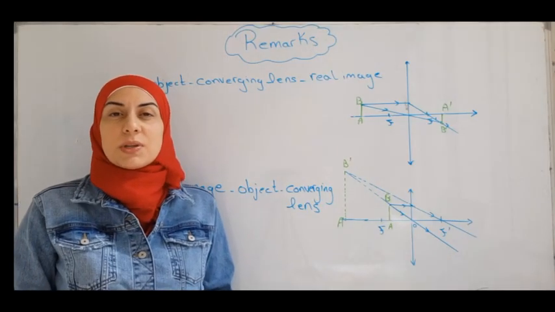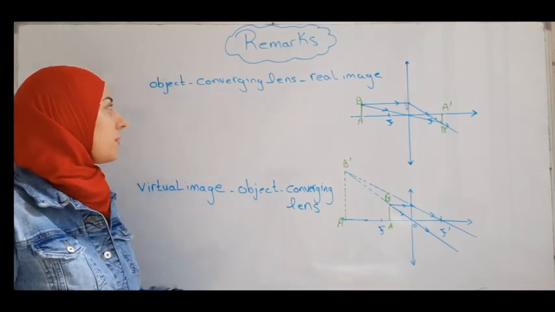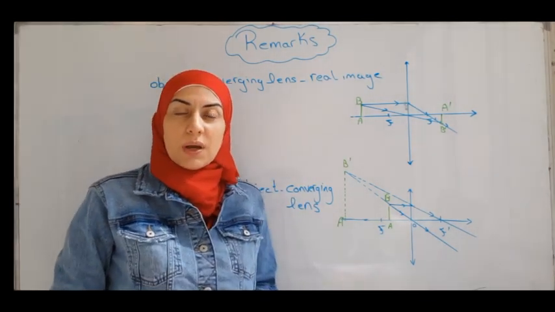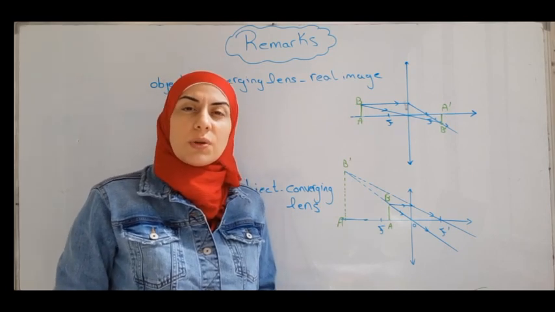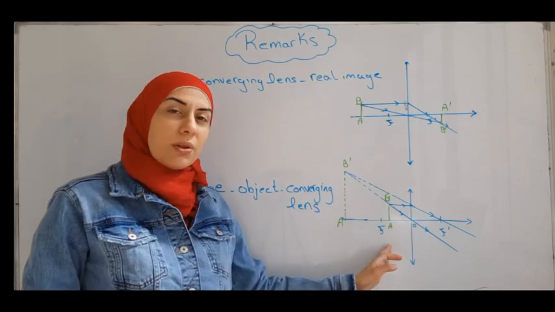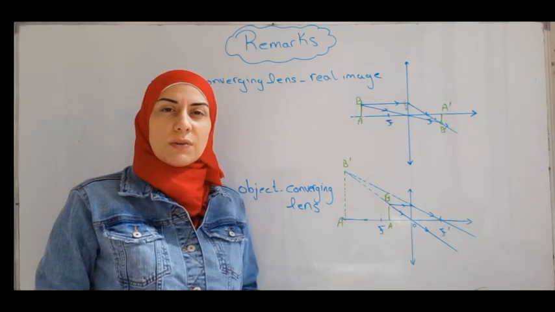If you have a real image, then you will see the things in this order: an object, then the converging lens, and then the real image. While, in case you have a virtual image, you will see them in a different order. You will see first the virtual image, and then the object, and finally the converging lens.